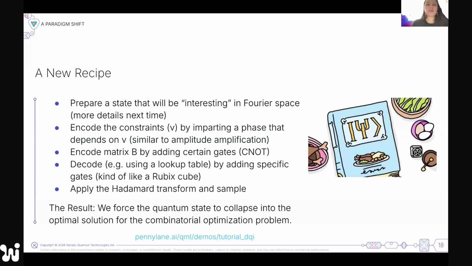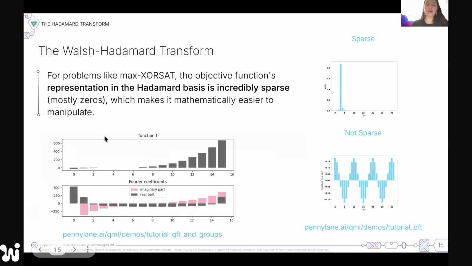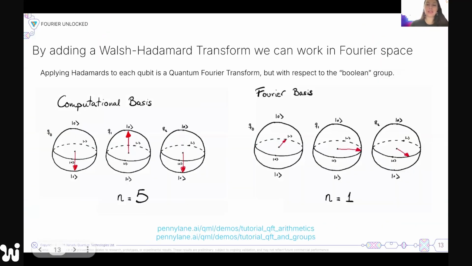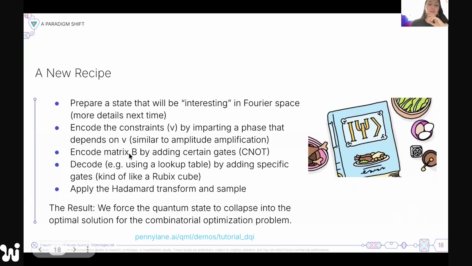So we're going to try this new recipe where we do a little bit of this magic. You encode the information in Fourier space, and encode the constraints by adding this phase. Remember how we saw these little circles? We're going to encode the constraints as a phase. Then we're going to encode the matrix by adding a certain set of gates. And finally, I'm going to do the decoding, basically finding the right answer.